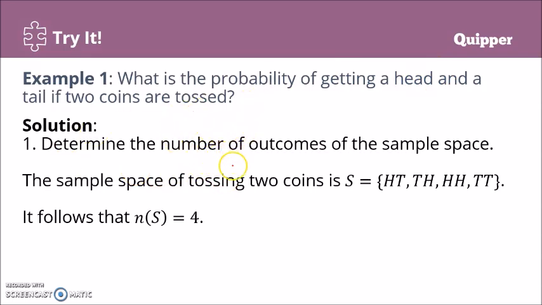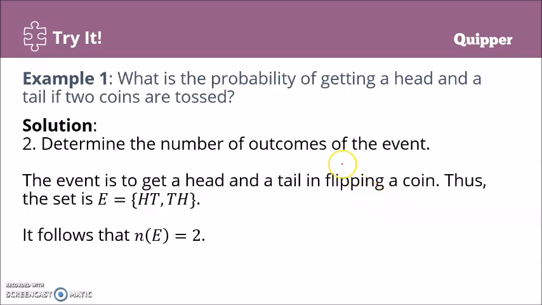So let's determine first the number of outcomes of the sample space. Kasi dalawang coins sila. So, pwedeng head-tail, pwedeng tail-head, pwedeng head-head, or pwedeng tail-tail. So, it follows that we have 4 outcomes in the sample space.